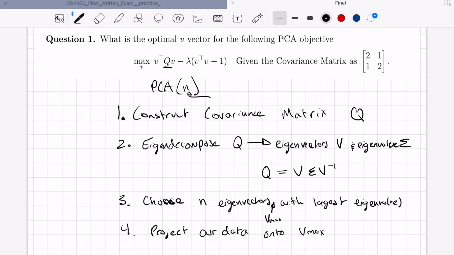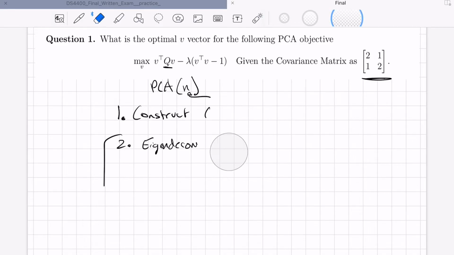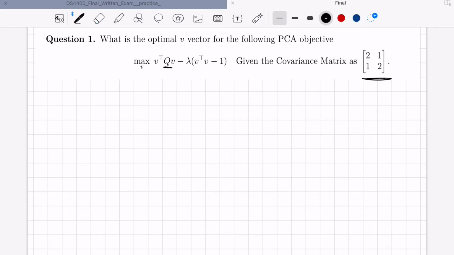For this problem, we already have our covariance matrix Q, so we just basically need to do these two steps. And since the question asked to only find the optimal vector, in this case, n is equal to 1. So easy peasy. So let's tackle eigendecomposition.